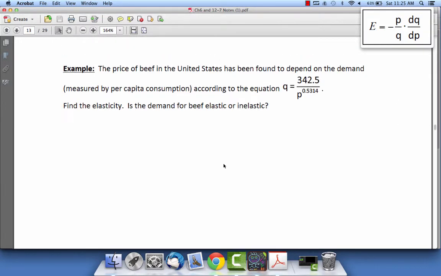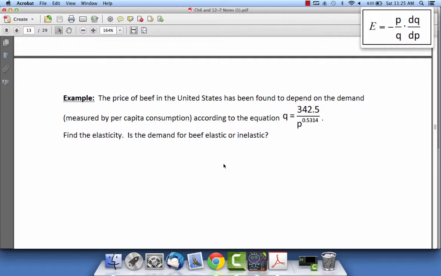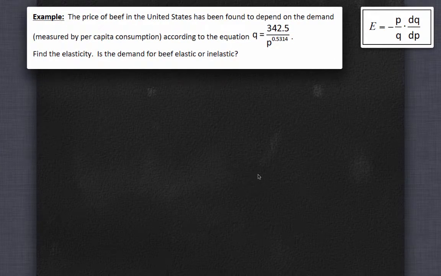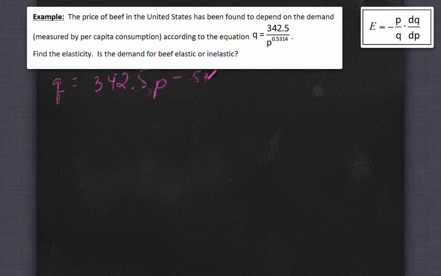Okay, so this is the last thing on this section. And then I'm going to go do more active things and then come back and do the next one. All right, so Q. I'm changing this just to make it a power of P so that we can just take the derivative.